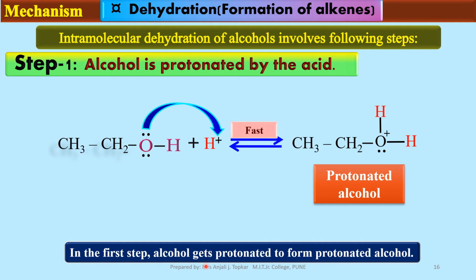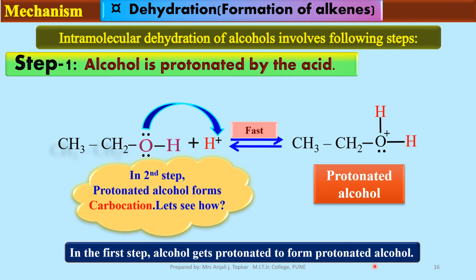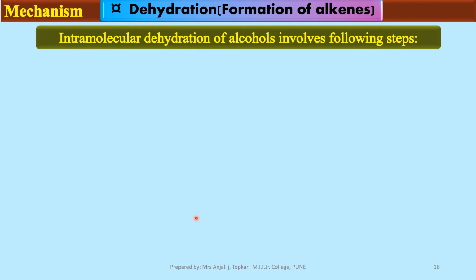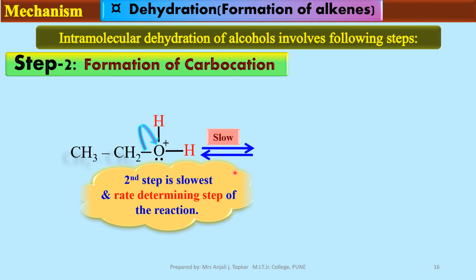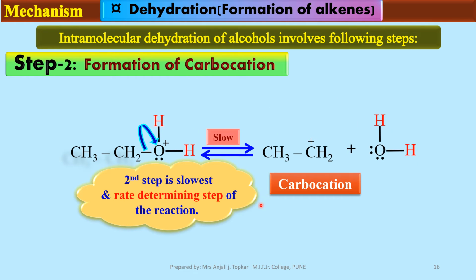In the first step, alcohol gets protonated to form protonated alcohol. In the second step, protonated alcohol forms a carbocation. Let's see how. Formation of carbocation. This is protonated alcohol. This step, the formation of carbocation, is a slow step. The second step is the slowest and it is the rate determining step of the reaction. Here, this oxygen and this carbon bond gets broken and the electrons move to the oxygen atom to form the carbocation, and a water molecule is removed.